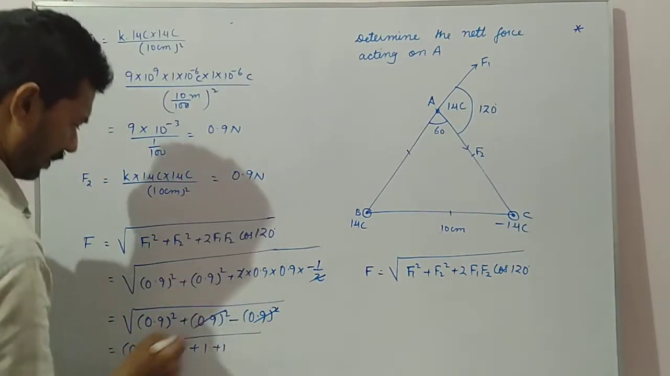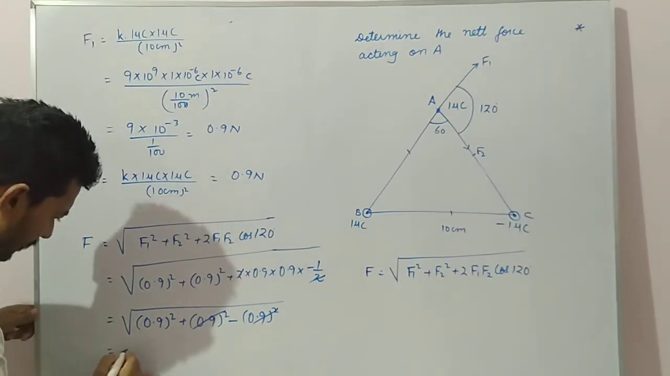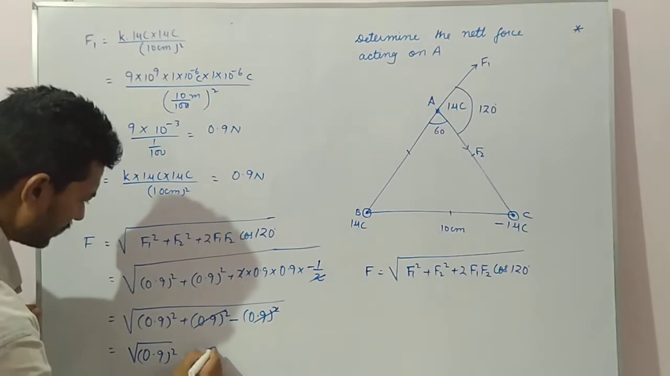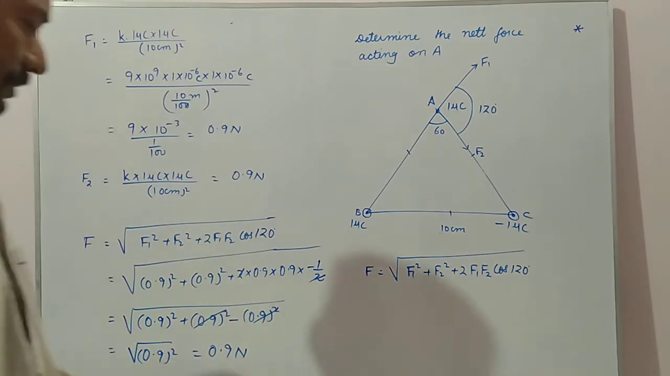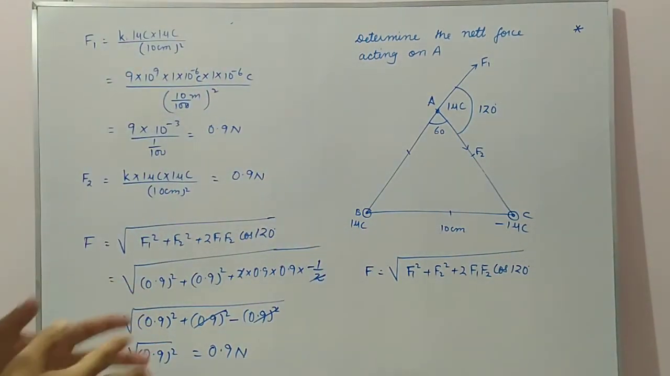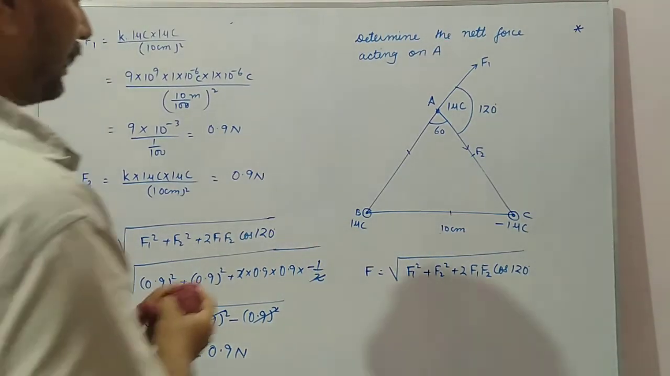These two will cancel out. Here you are getting root over 0.9 the whole square, that is 0.9 meter. Alright. So this is one sum based on resultant force. Next, just see here.